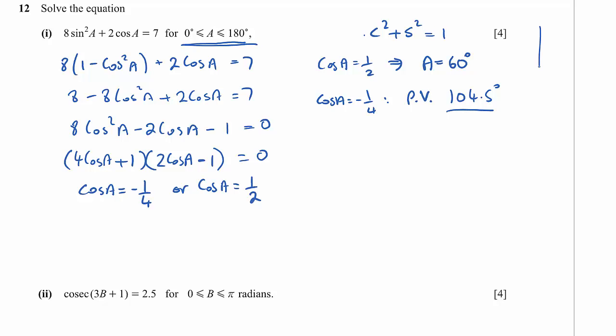And with both of these, there's not going to be any other value in that range. With the 60 degrees, we'd be there and there for the cosine. And with the 104.5, we'd be there, there, and there. So only those two are actually in the range 0 to 180. So we can say 60 degrees and 104.5 degrees.